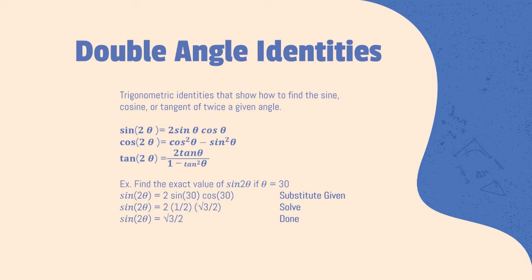For example, find the exact value of sine 2 theta if theta is equal to 30. So to prove the double angle identities, we are going to utilize this formula. So we substitute the given, which is 30 degrees. So now we have sine 30, cosine 30, and solve. Sine 30 is equal to 1/2 and cosine 30 is equal to the square root of 3 over 2. So 2 times 1/2 times square root of 3 over 2 is equal to square root of 3 over 2. Our final answer would be sine 2 theta is equal to square root of 3 over 2.